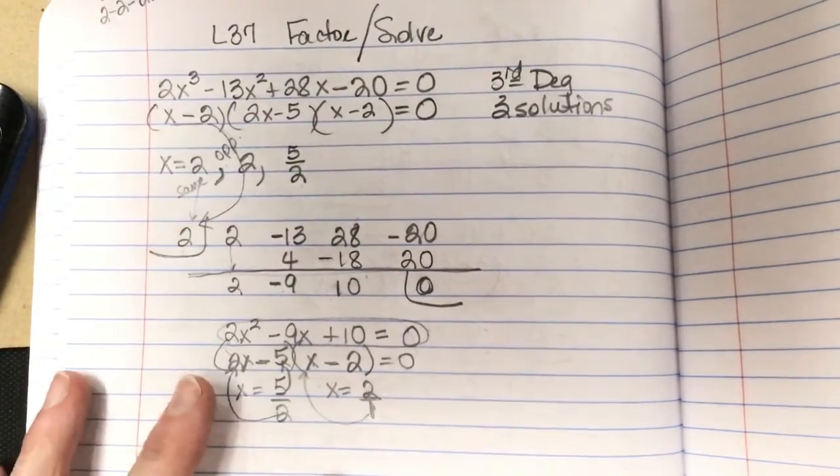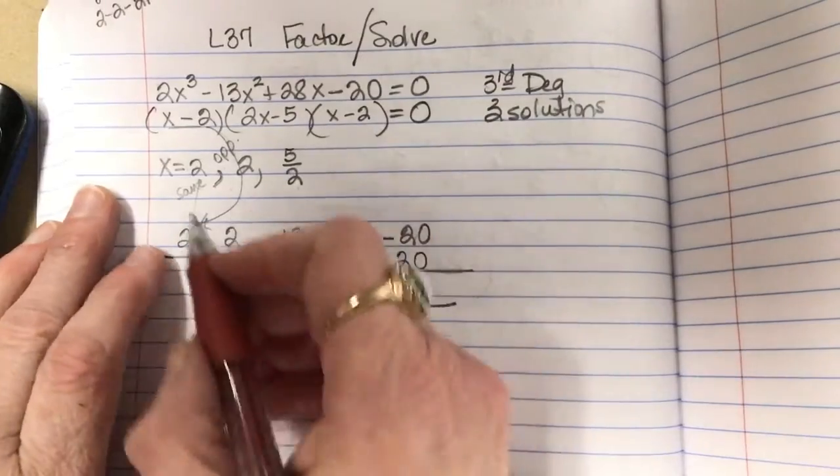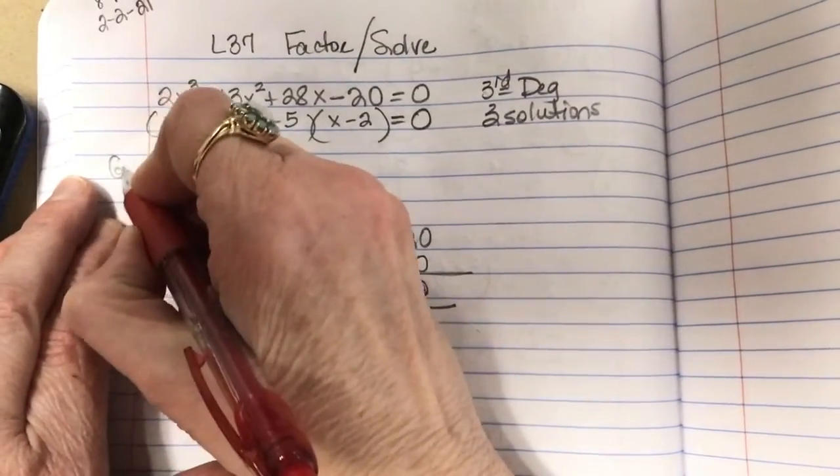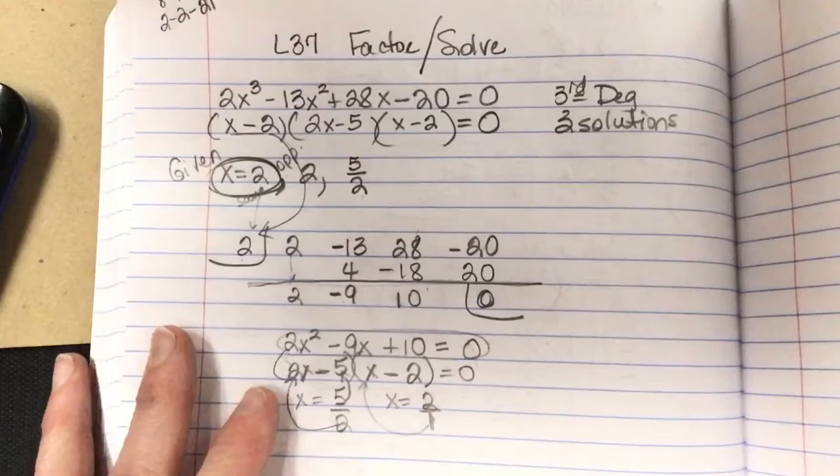How do you get the first 2? It's given to you. I will give you this. Yes, let's write "given" here. Thank you for asking that. They will give you that.